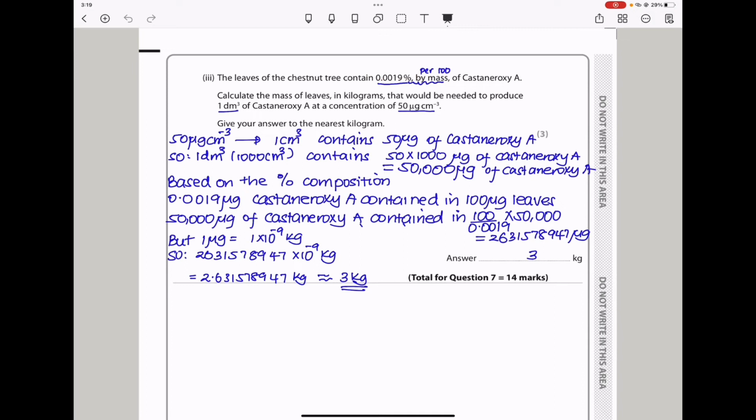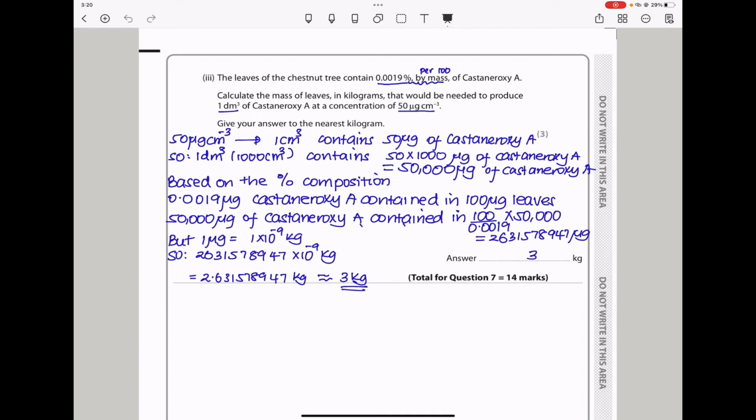Using that, the 50,000 micrograms of castaneroxy A are going to be contained in 100 divided by that times that, giving me this, and that is my answer here. But remember, this is in microgram, but we need the answer in kilograms. So 1 microgram is equal to 1 times 10 power negative 9 kilograms, and multiplying this answer by 10 power negative 9, I got 2.631578947 kilograms. To the nearest kilogram, it's going to be 3 kilograms, and that is my answer here.